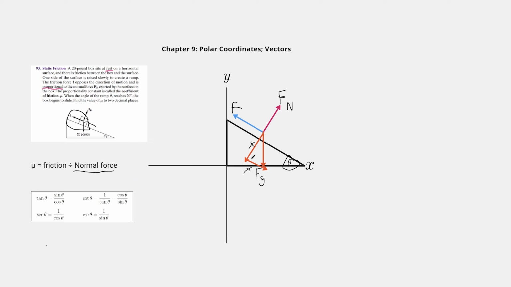Where would theta be in this triangle here? Because if you say theta would be right here, you would be incorrect. I think this part is always a little confusing, understanding where theta is. Where is the 20 degrees?